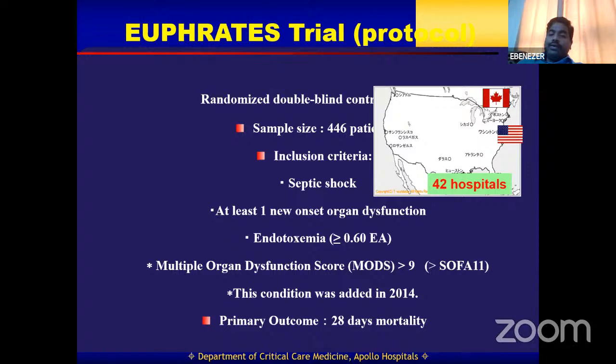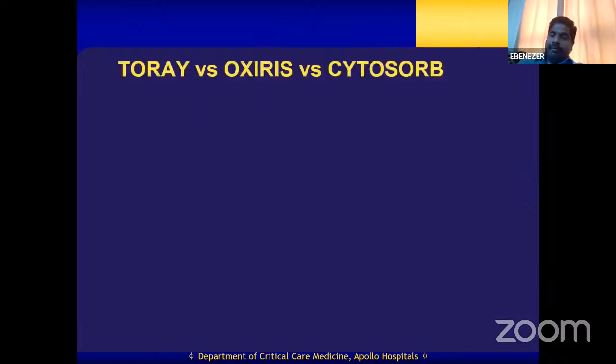Okay. The EUPHRATES trial was a landmark trial which clearly proved that there was no difference in the mortality. And the Surviving Sepsis guideline of 2021 has clearly said that polymyxin B hemoperfusion should not be used for septic shock. And they feel that it has got no effect. It has got no mortality benefit.